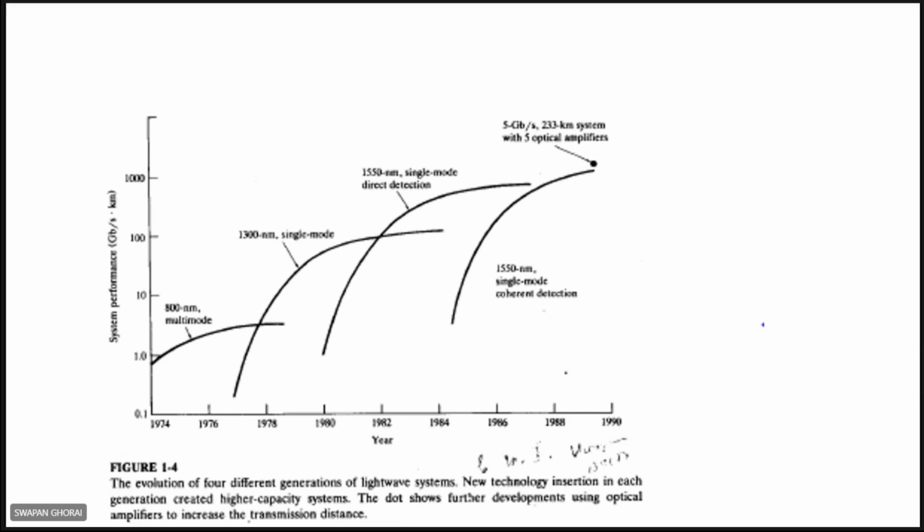But at this particular wavelength, both attenuation and dispersion were less, so we can have very high data rate systems, and very long repeater spacings were obtained around 1550 nanometers, where both attenuation and dispersion were minimum. At this point, LANs, TV distribution, etc., started with these systems.